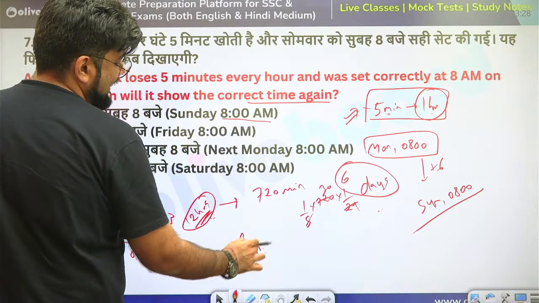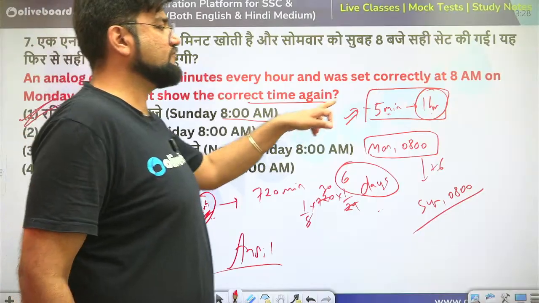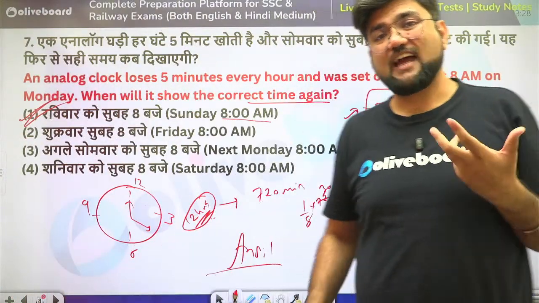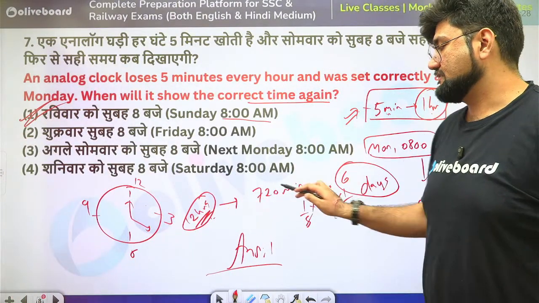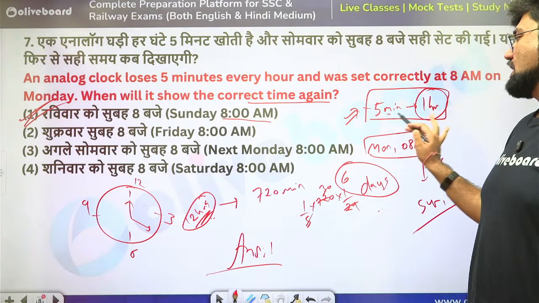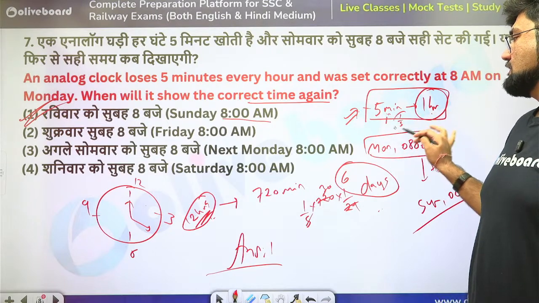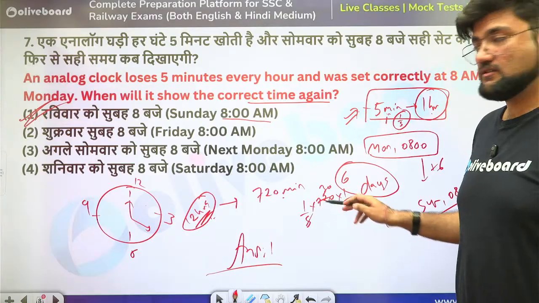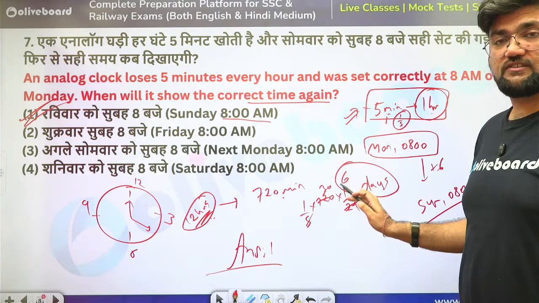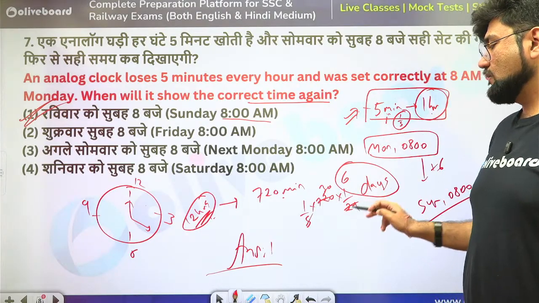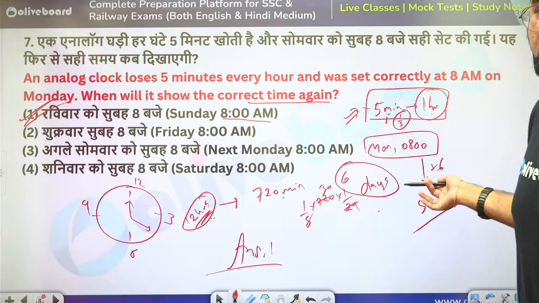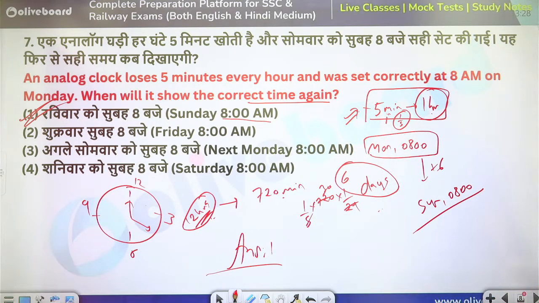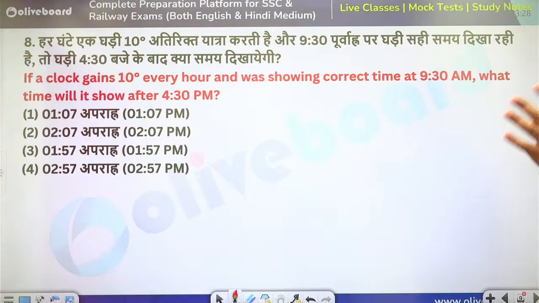Correct? The idea is, the question is telling you it is losing 5 minutes in 1 hour. So in how much time will it lose 12 hours? That is 720 minutes. So 5 minutes in 1 hour, it will lose 1 minute in 1 by 5 hours. So it will lose 720 minutes in 720 by 5 hours. These many hours, units are different here. Make sure you understand that. And then you will divide it by 24 to get the number of days, so that we can easily change the day. Next. This is another interesting variation.